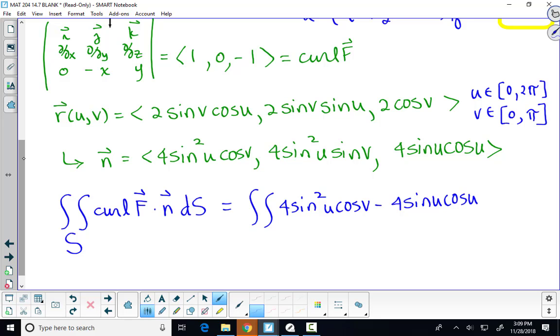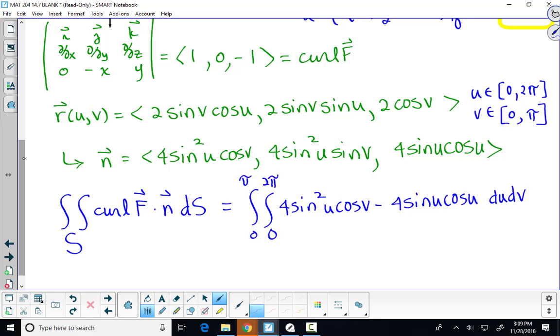Didn't we let v be phi? V is phi, and u is theta. So u is going to go 0 to 2 pi, and v will go 0 to pi. And this is a rectangle, so we're going to do du dv. It does not matter which one we do first.